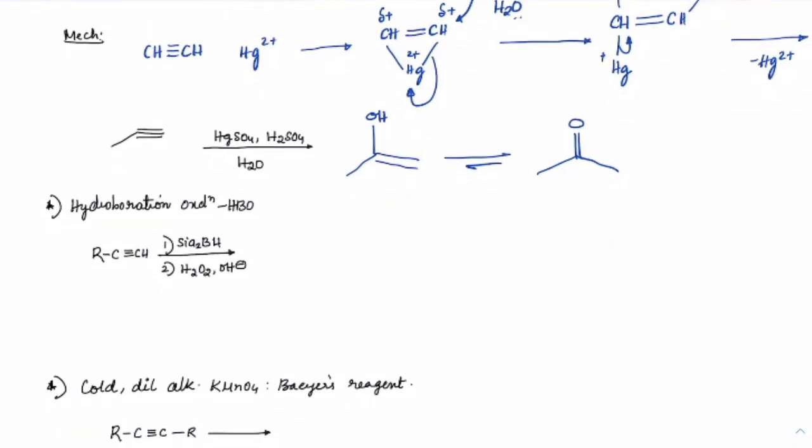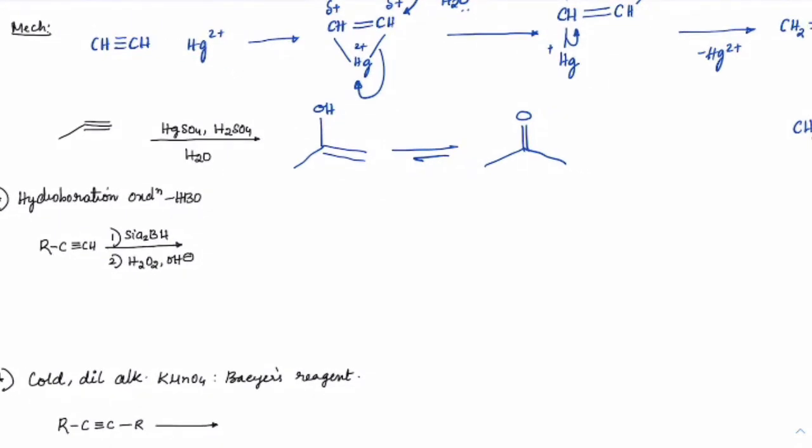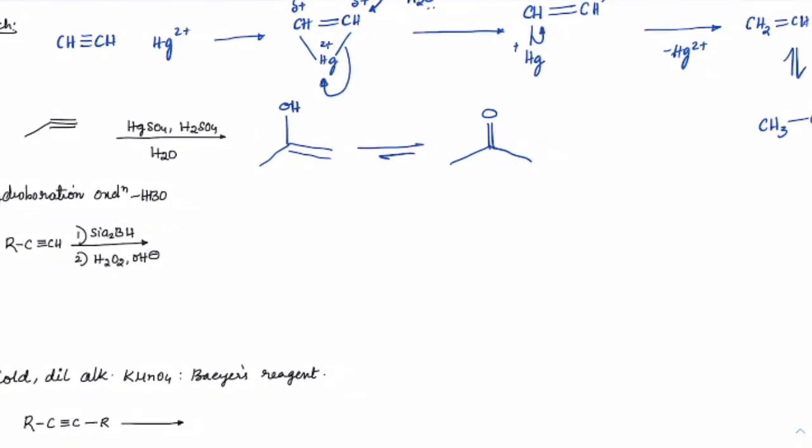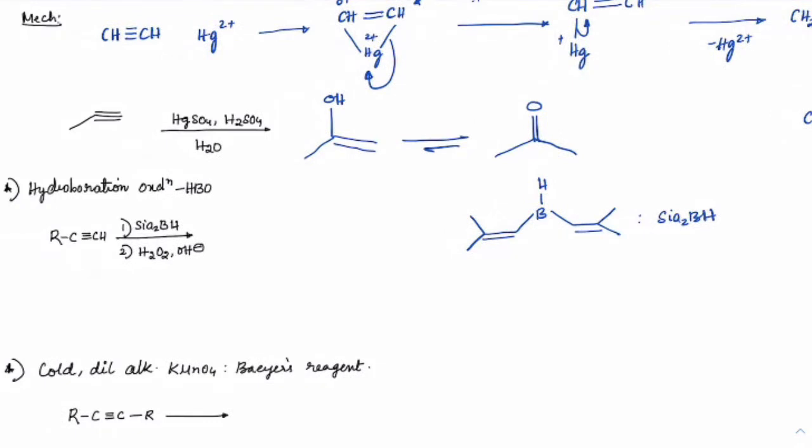Next, if you check out hydroboration oxidation, what we call the HBO reaction. In the HBO reaction, I can use B2H6 in THF, then H2O2 and OH minus, correct? But instead of using that, now we are using Sia2BH, disiamylborane, which will be like this. Now, what is the advantage of using that?